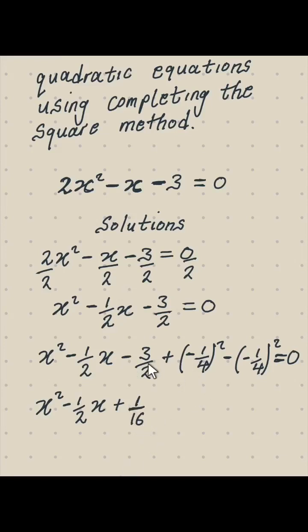Okay, then this constant number, which was alone, should be grouped with this one here. So you have minus 3 over 2. Okay, then we know that minus 1 squared is positive 1, over 4 squared, that is 16, is equal to 0. Okay, so we have that.